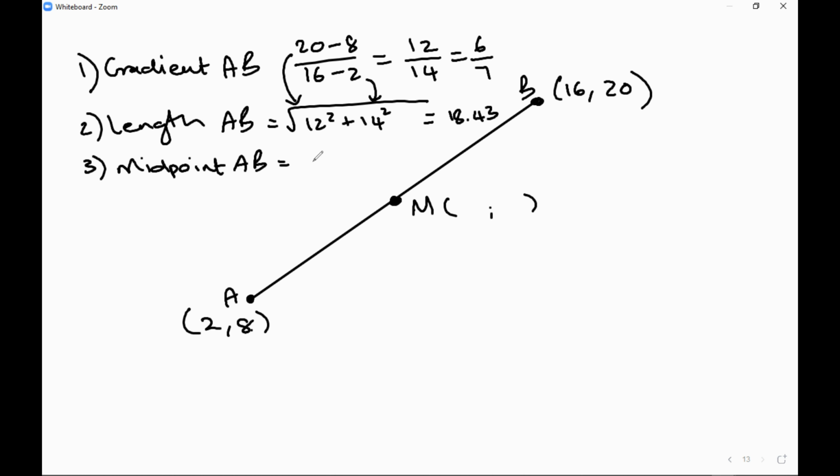18.43. And the midpoint of this is given as 16 plus 2 over 2, 20 plus 8 over 2, and it comes to 18 over 2, which is 9, and 28 over 2 is 14, so 9, 14 is the midpoint, and that's all of that done there.